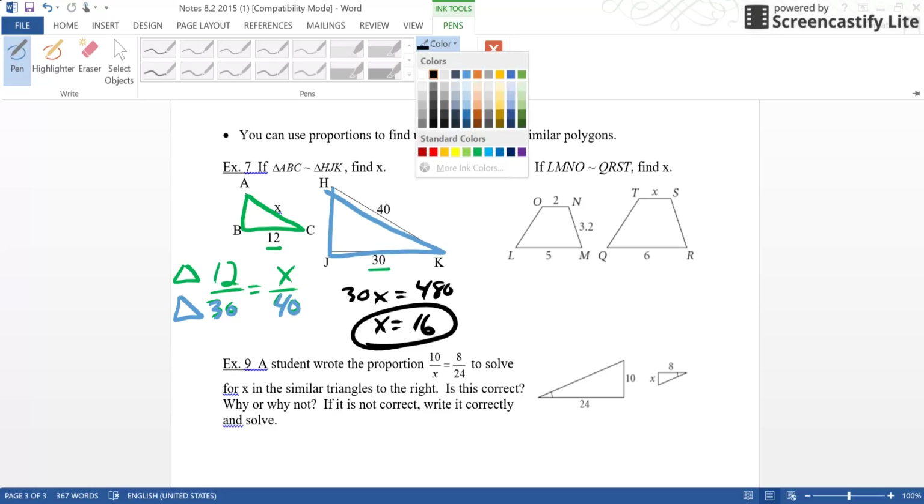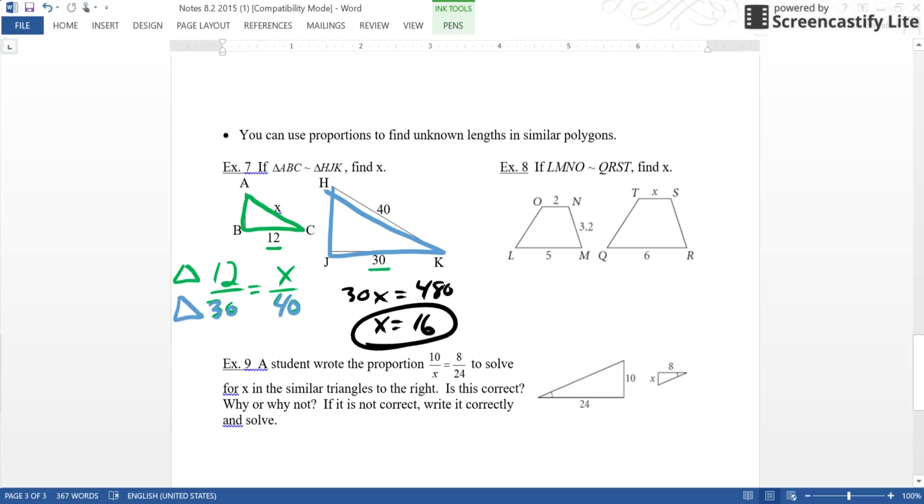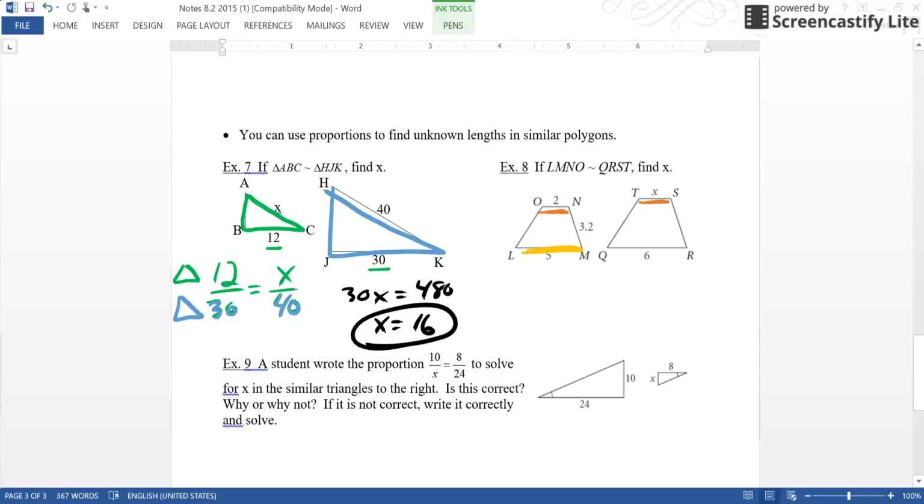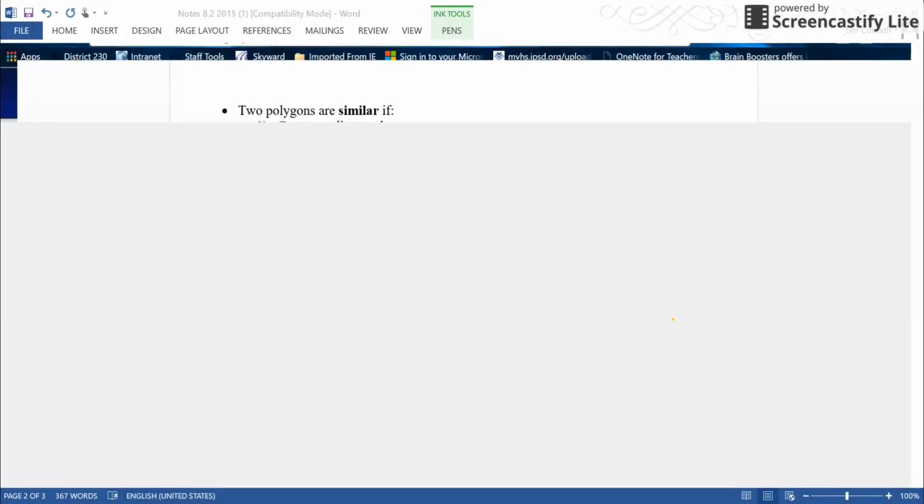So let's take a look at this one here. We have to solve for x up here. So I'm looking for x, well, the corresponding side's over here. Okay, so maybe I say, here's the bottom over that bottom. So I'm going to say 5 over 6 equals 2 over x. I'm going to cross multiply. I get 5x equals 12. X equals 12 divided by 5 is 2.5. Okay.